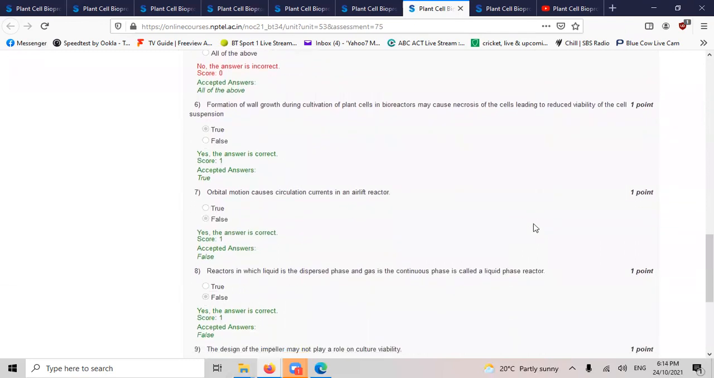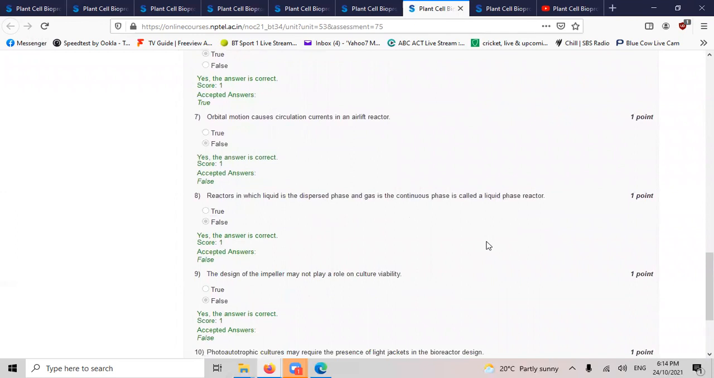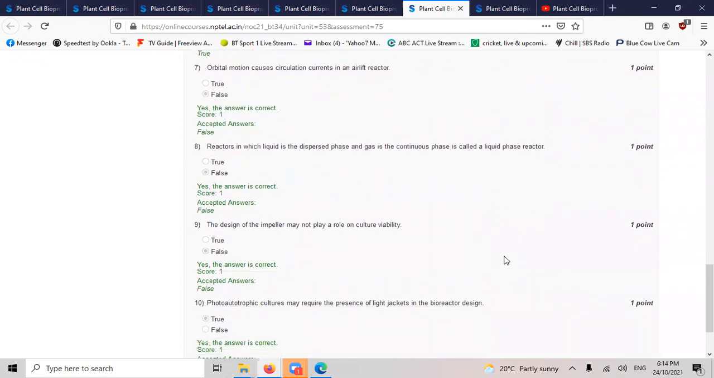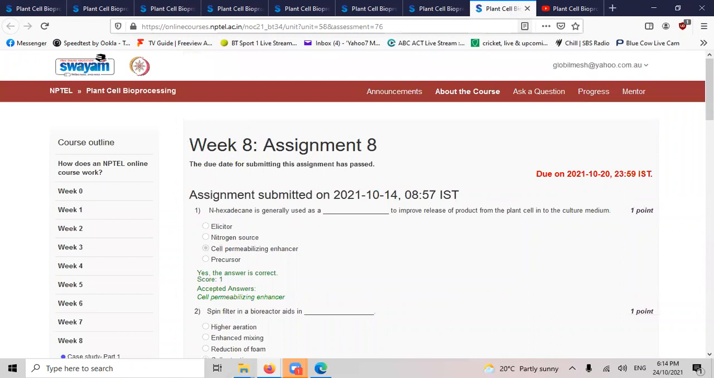The design of the impeller may not play a role in culture viability. No, they make a huge difference. Photoautotropic cultures may require the presence of light jackets, definitely. Otherwise, how will they be able to get their light and make their chlorophyll action?